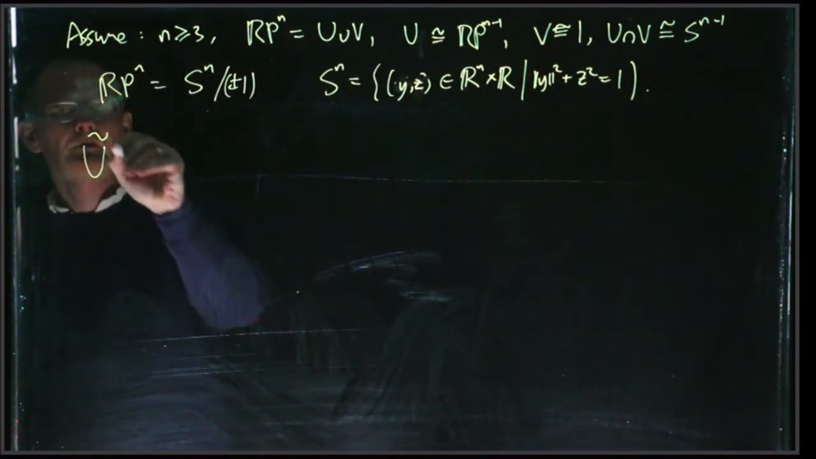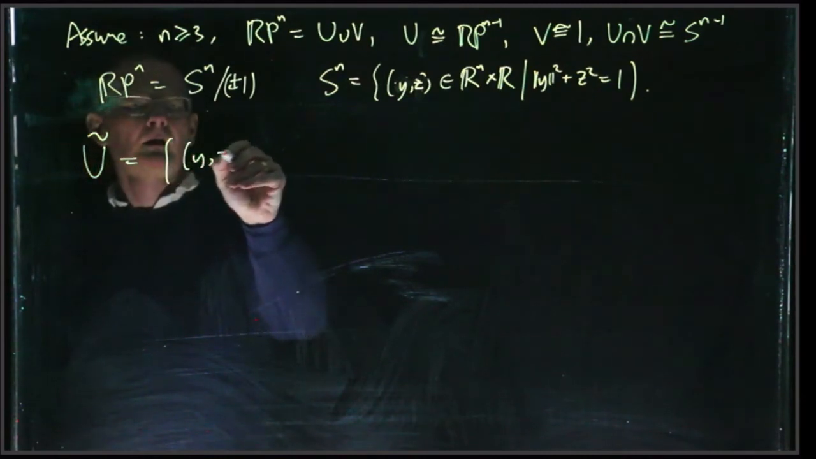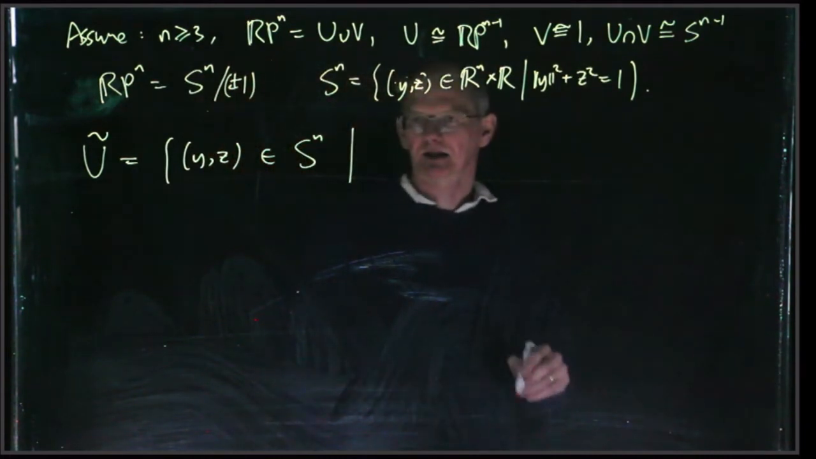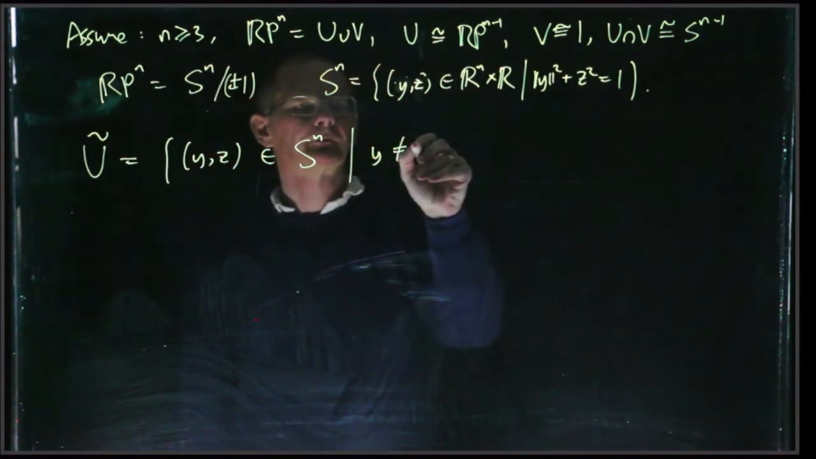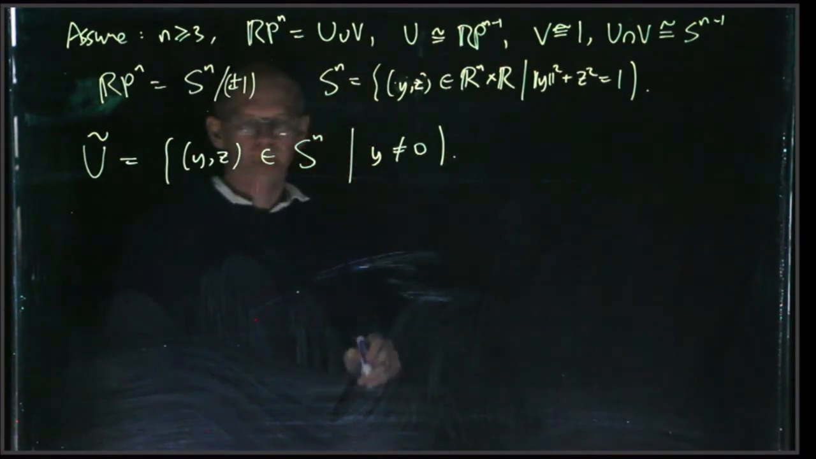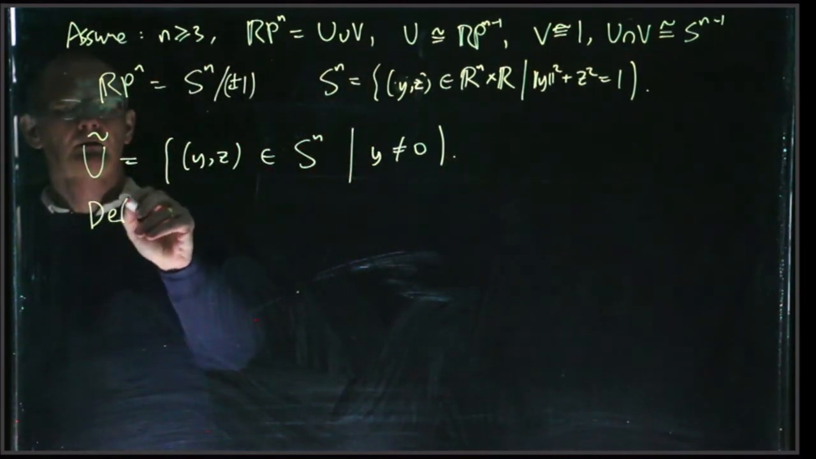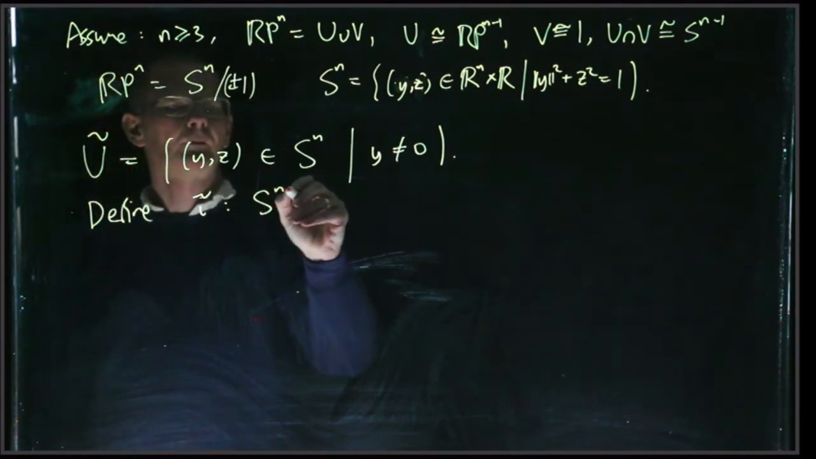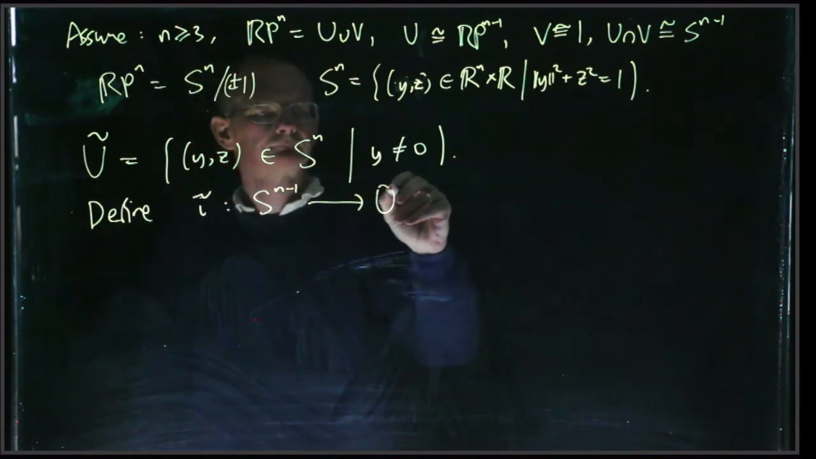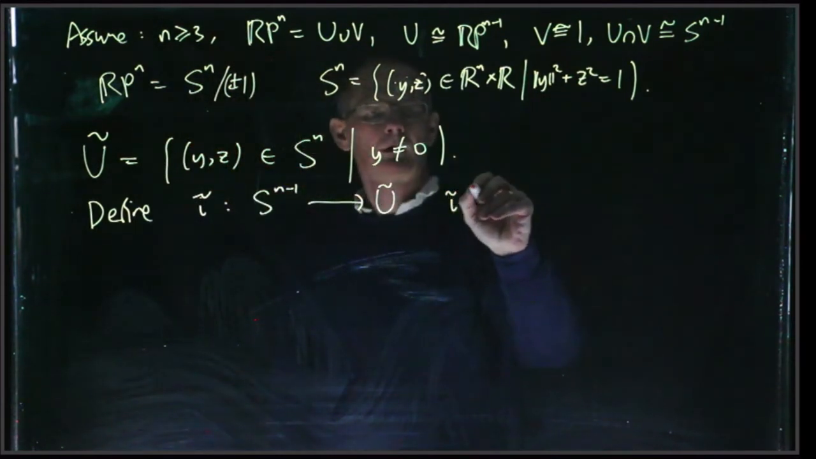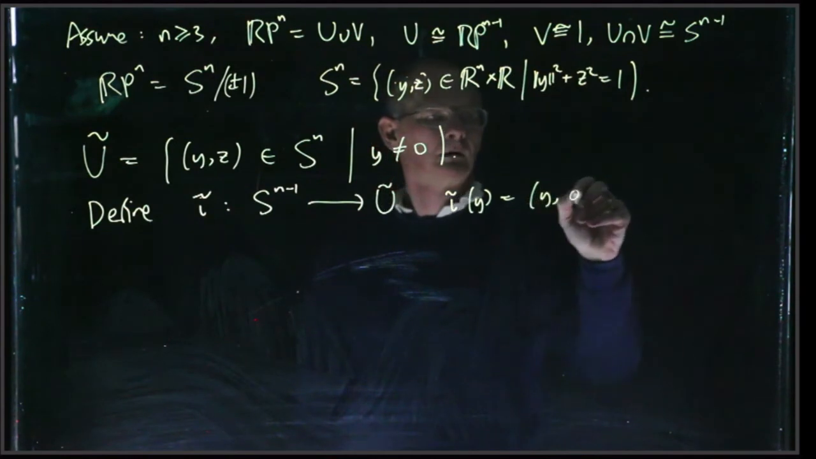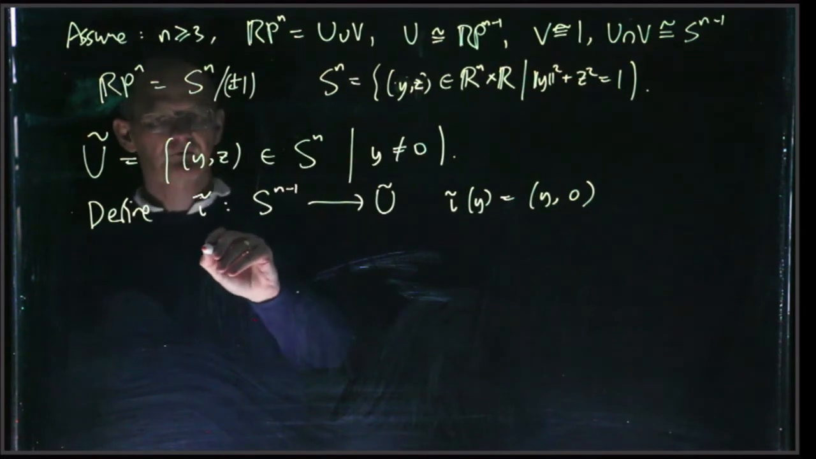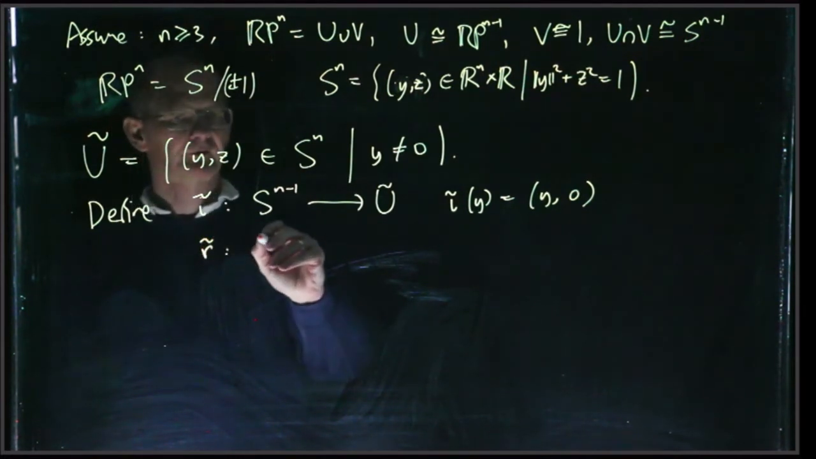Okay, so let's recall this U tilde. That's the set of (y, z) in Sn for which y is non-zero. So we're going to define a map I tilde from Sn minus 1 to U tilde. It's just sending y to (y, 0). And we're going to define R tilde in the opposite direction.